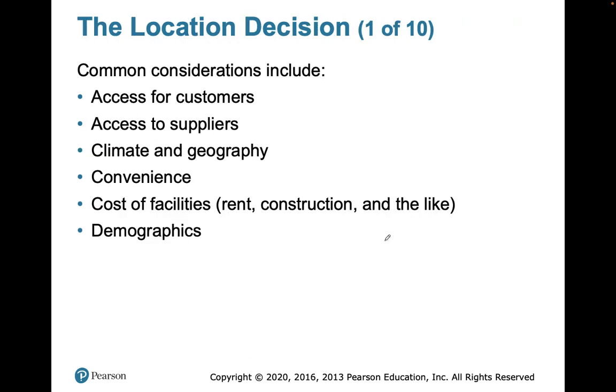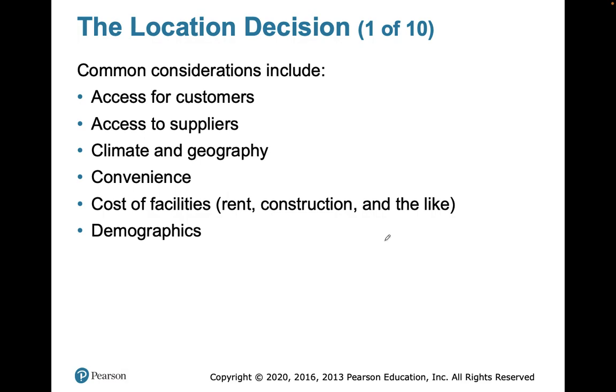What are the considerations in making your location decision? First is access for customers, access to suppliers, climate and geography. A place where the climate and geography do not suit the business will definitely not facilitate the business's success. Then convenience: how convenient it is for you to reach out to your customers, and for your customers to reach out to you.